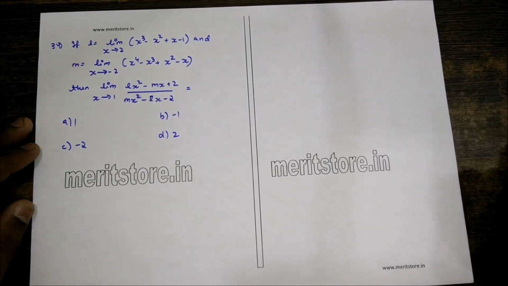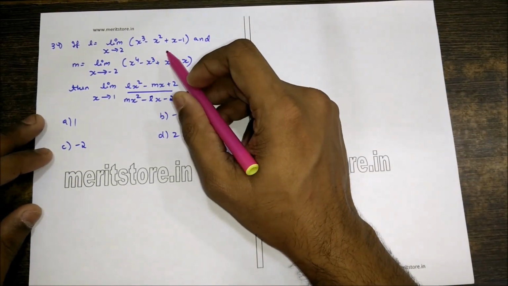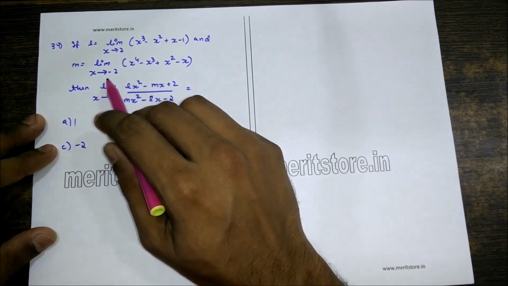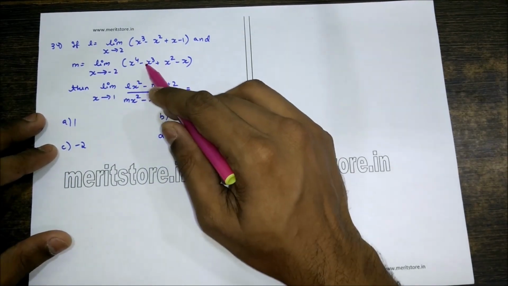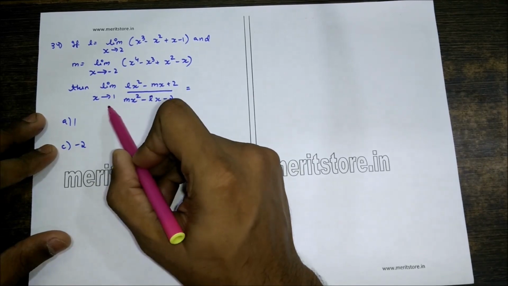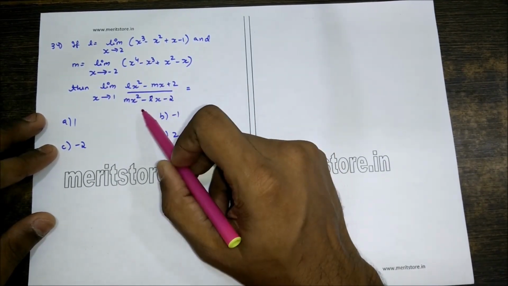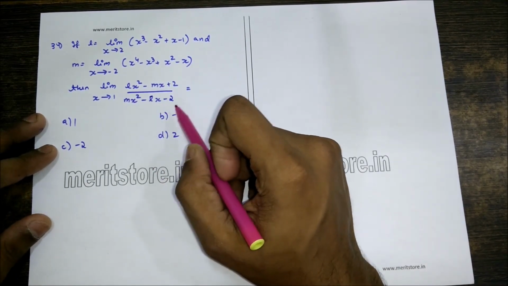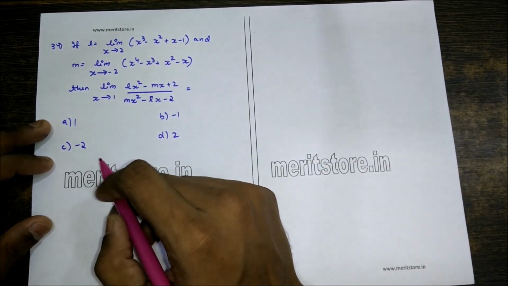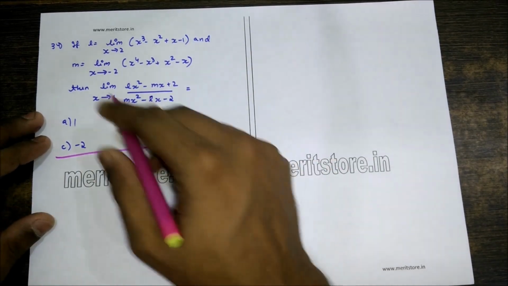If L is equal to limit of x tends to 2, x cube minus x square plus x minus 1, and M is equal to limit of x tends to minus 2, x raised to 4 minus x cube plus x square minus x, then limit of x tends to 1, lx square minus mx plus 2 upon mx square minus lx minus 2 equals: A 1, B minus 1, C minus 2, or D 2. So first we solve it for L.